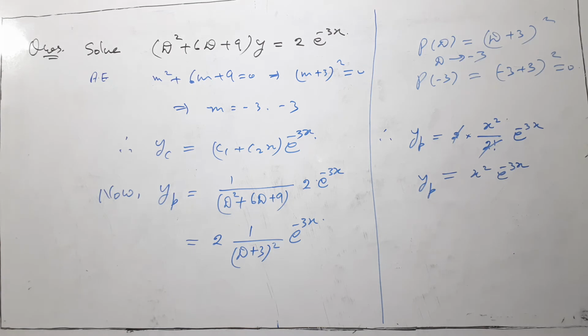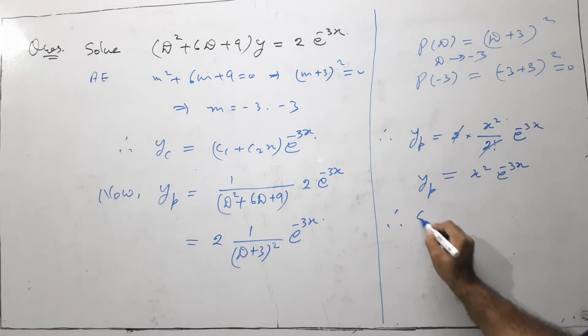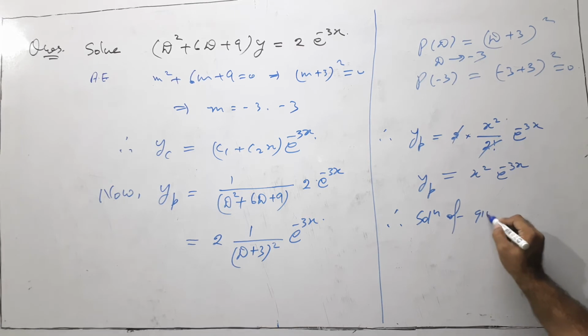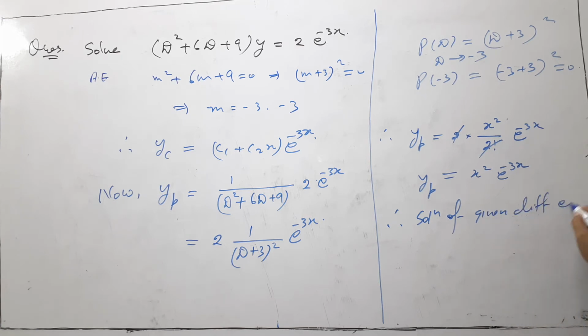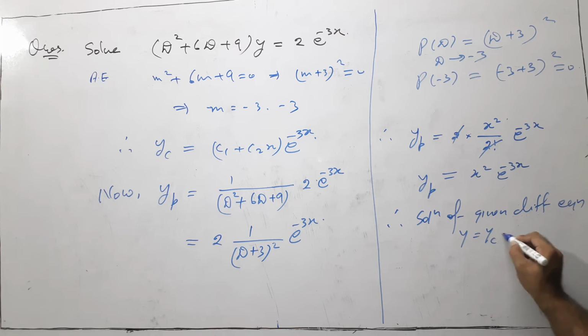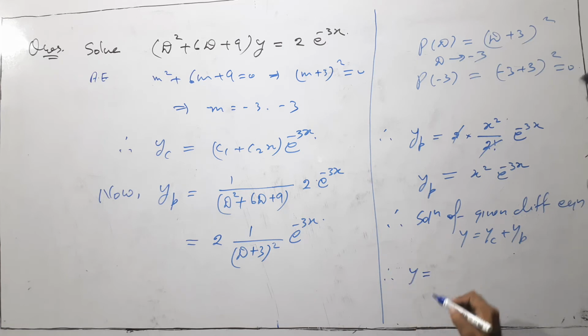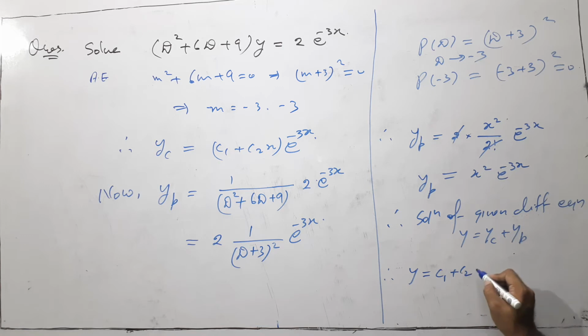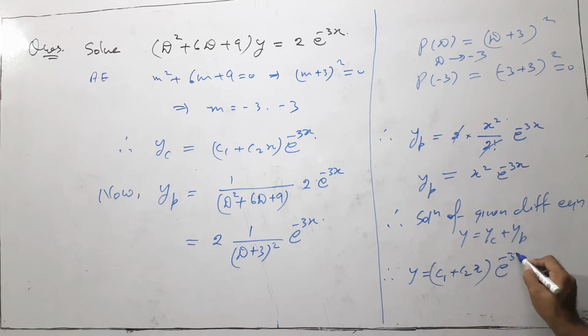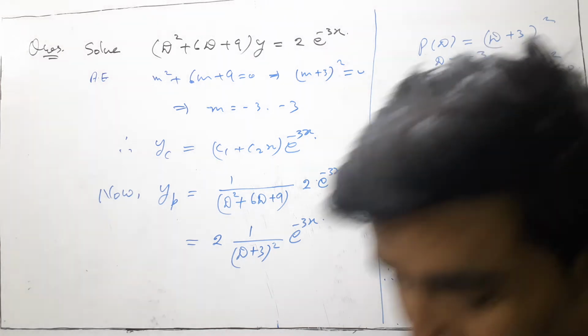This is the yp. So the solution of the given differential equation, y is equal to yc plus yp, and yc is (c1 + c2 x) e^(3x), and yp is x^2 e^(3x). This is the complete solution of the given differential equation when PA is 0. And next question on this case.